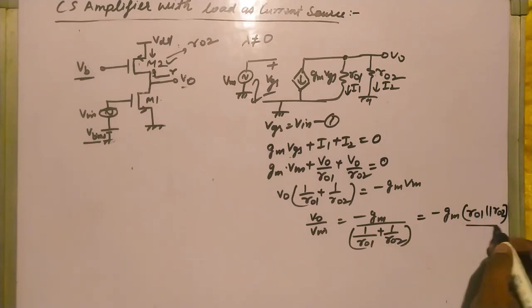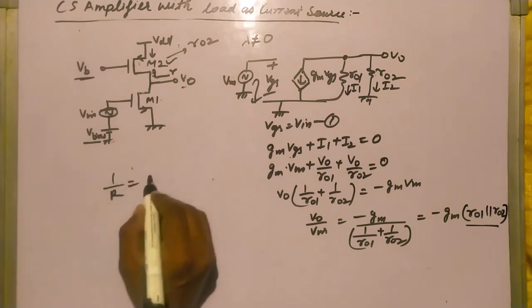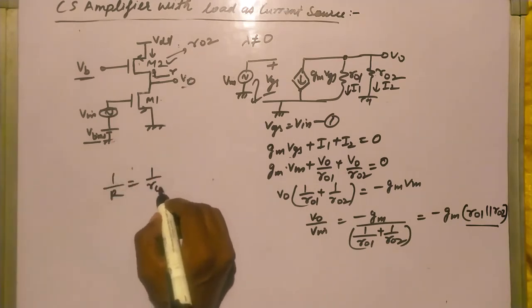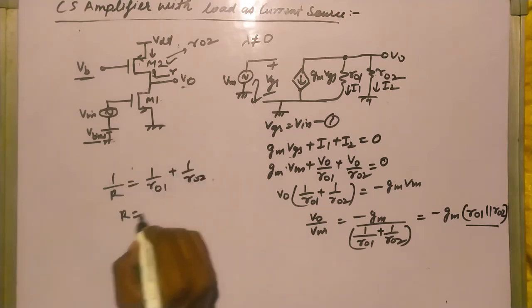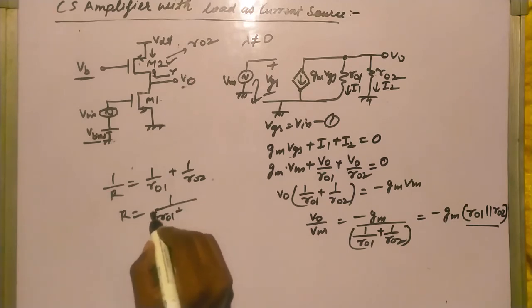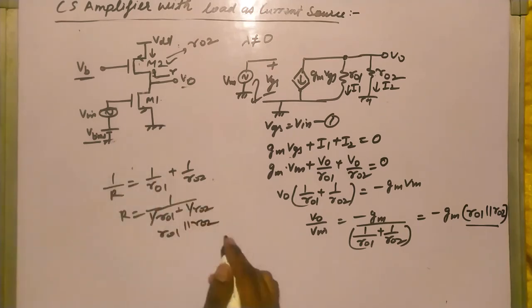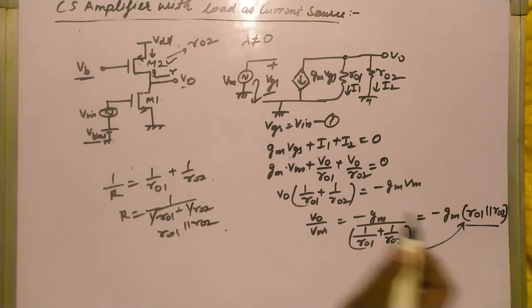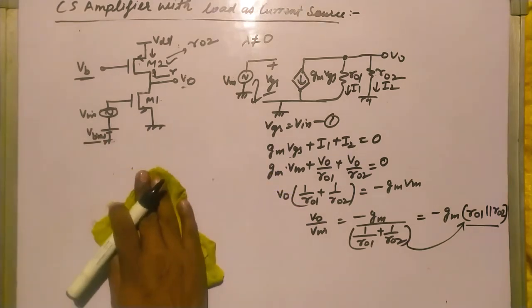Why is it R0 1 parallel R0 2? We know that 1 by R equals 1 by R0 1 plus 1 by R0 2. So R will become equal to R0 1 R0 2 divided by R0 1 plus R0 2. That's why we can say it is parallel, right? So in this way we can calculate the gain.